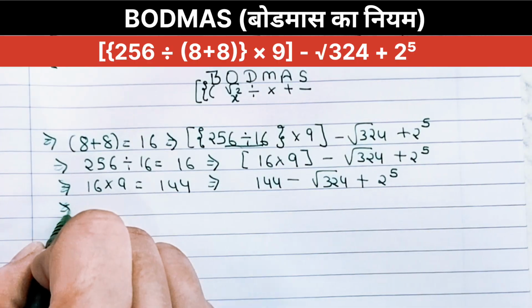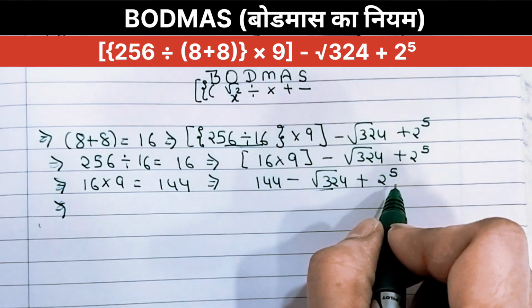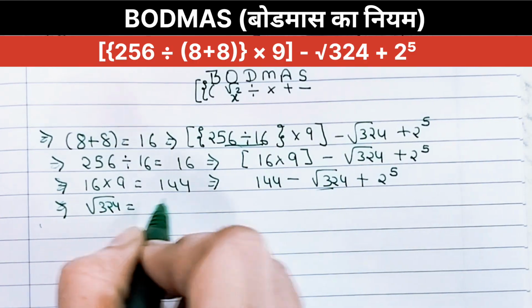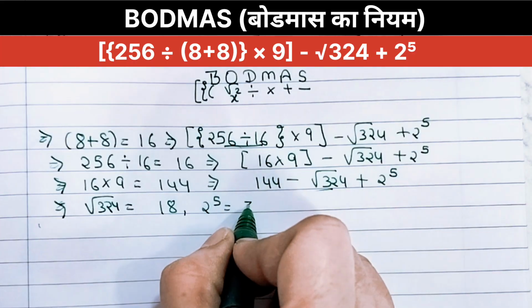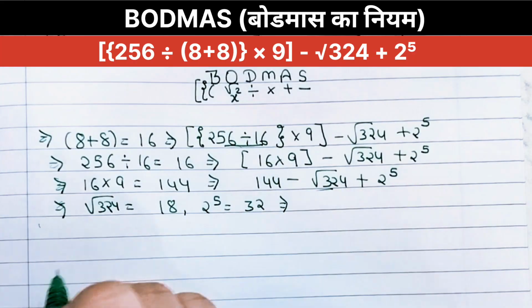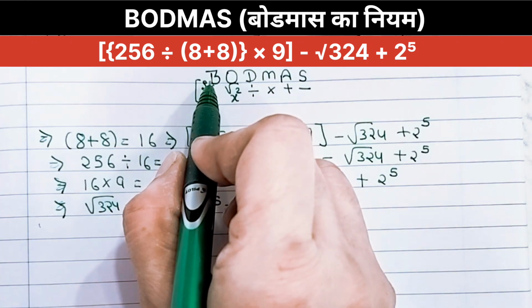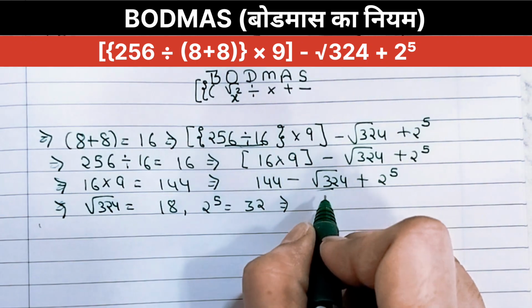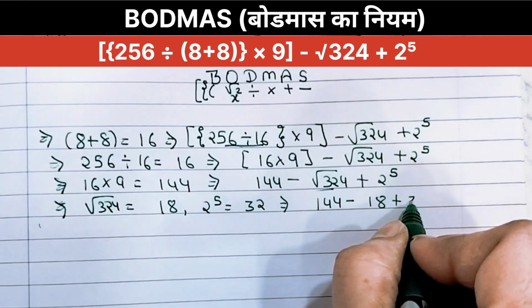Move to the next step. Evaluate the orders, roots and exponents. Now there is a root and an exponent. Find the value of root 324 and we get 18, and 2 power 5 becomes 32. According to this step, orders follow right after brackets. Now you can see B and then O, roots and exponents. And now the current expression becomes 144 minus 18 plus 32.